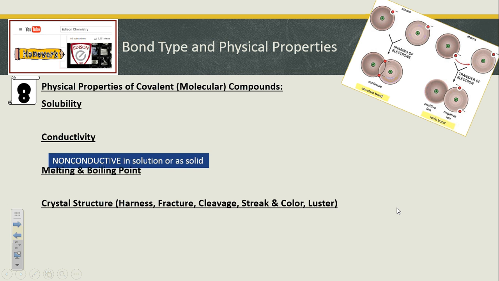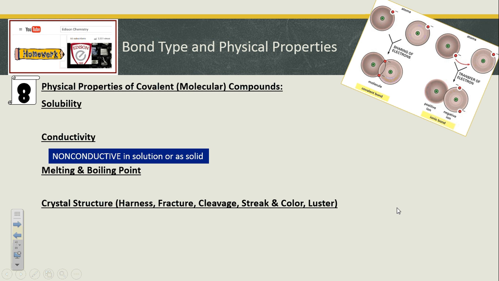This is a be-all, end-all for ionics versus covalents, because no matter what you do, a covalent compound will not conduct electricity in solution or as a solid form. There are, of course, some exceptions to the rules, as I mentioned before, but we're not going to go into those. Covalent compounds, by rule, do not conduct electricity. There's no positive and negative ions to move around, so they can't conduct electricity.